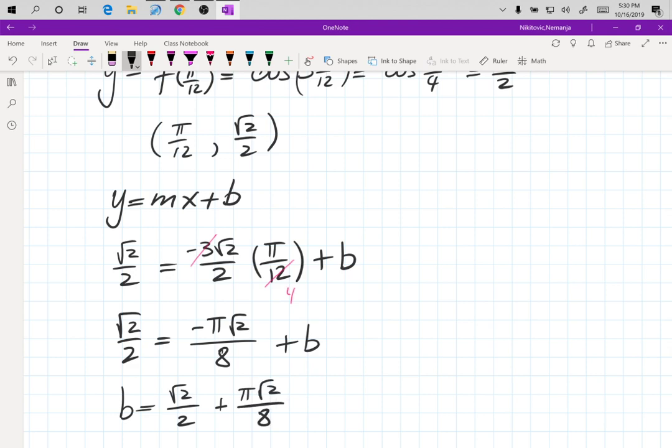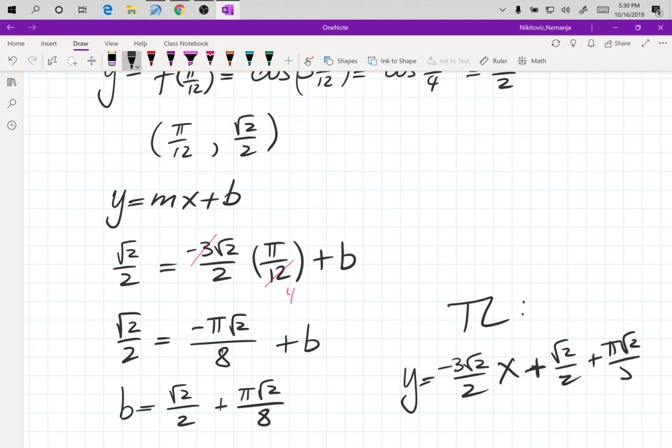You can pull out root 2 over 2, but no need, because the tangent line, you can simplify it, so it's really nice. So the tangent line is y equals negative 3 root 2 over 2 x plus root 2 over 2 plus pi root 2 over 8. You want decimals? Go ahead, punch it in a calculator, get decimals, if that's what makes you happy.